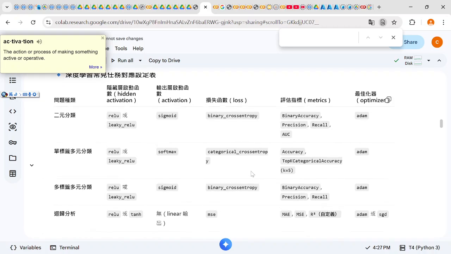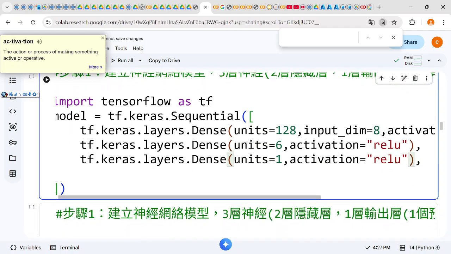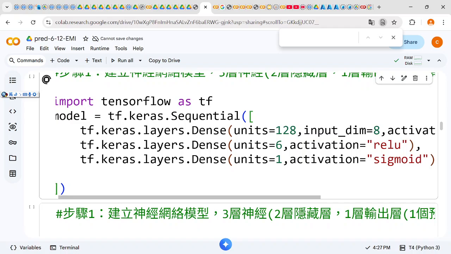Since this is a two-label classification problem, the output layer activation of this is sigma. So I use the sigmoid, then I can just execute the command.